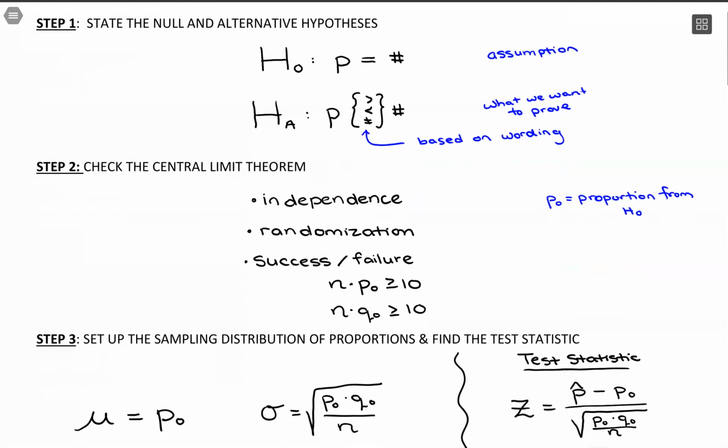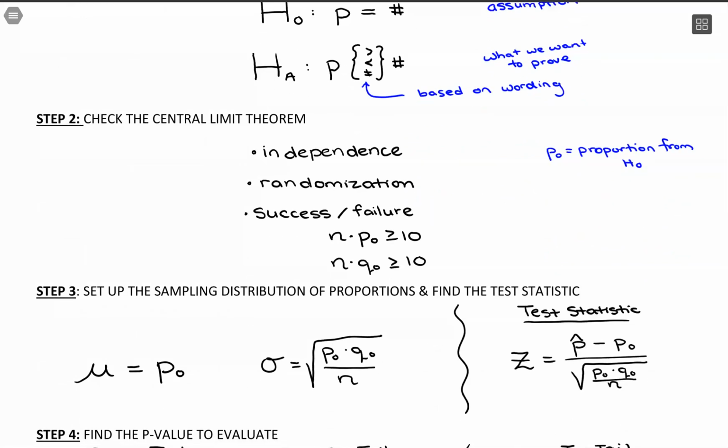So then our next step was to go about setting up our sampling distribution, but first thing we have to do is check the central limit theorem. So make sure we have independence, make sure we have randomization, and then check success failure. So taking that sample size times that proportion from the null hypothesis, and then sample size times 1 minus that proportion. So Q is just 1 minus that proportion.